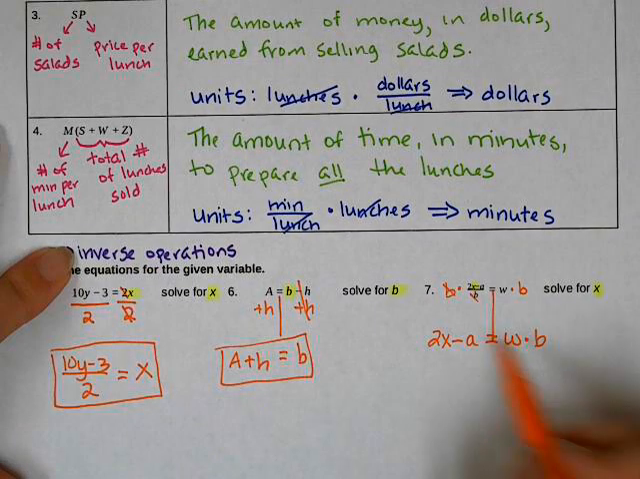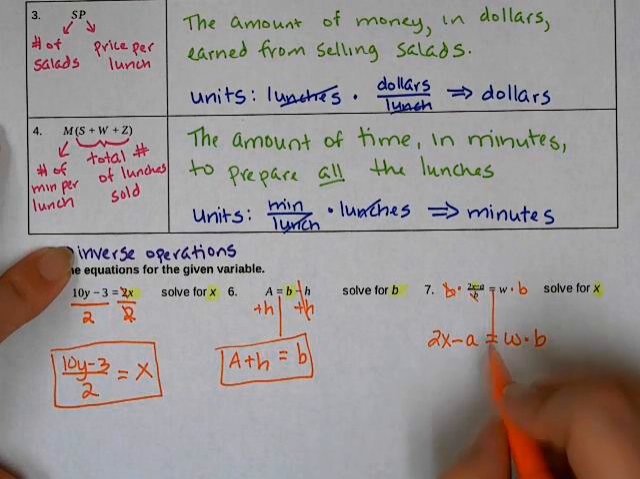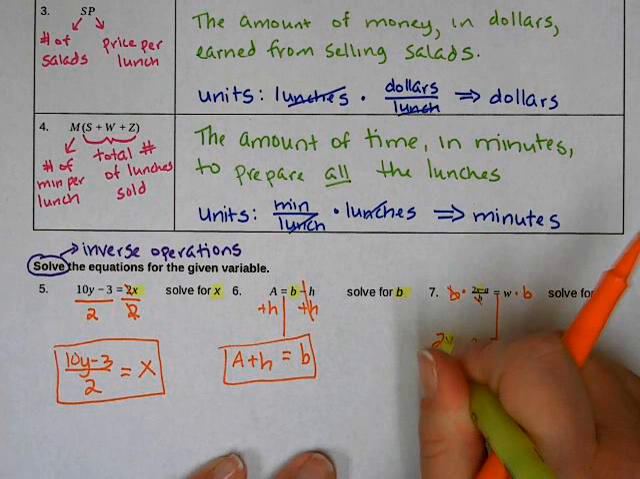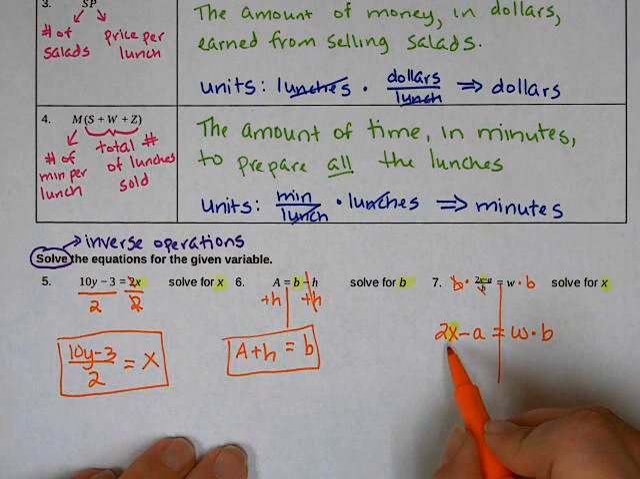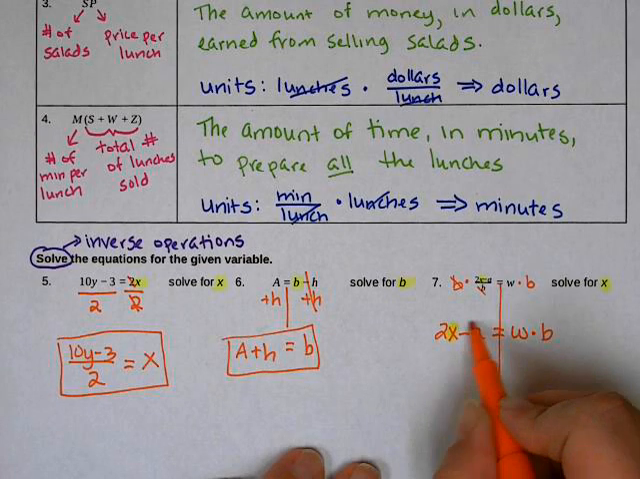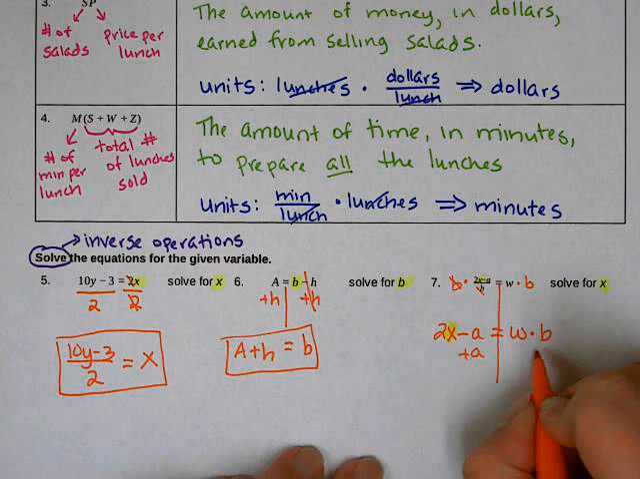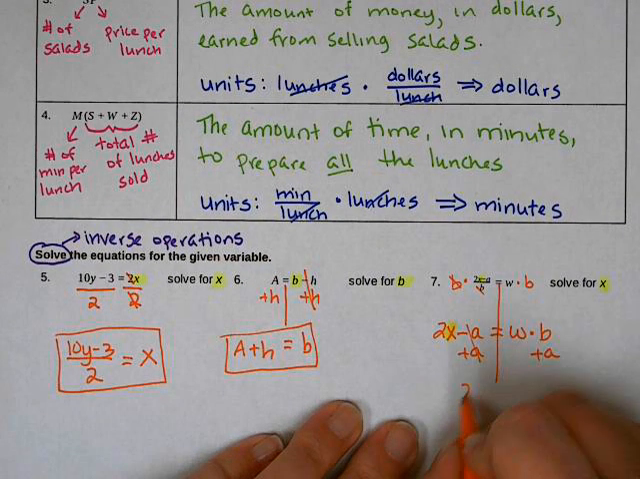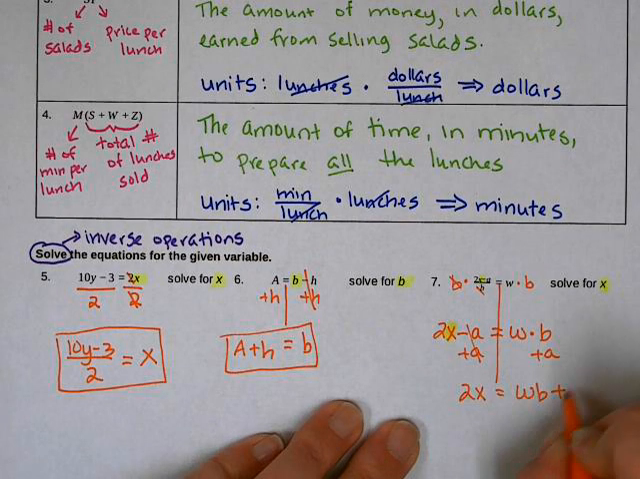And there's nothing I can do with that w times b. I could just write it as wb. Now, I'm still solving for x, and it's not alone yet, which means the next thing I'm going to have to do, right now it says 2x minus a. I need to get rid of this subtracting a. The way to do that would be to add a on both sides so that it'll cancel. So now I'm left with 2x equals wb plus a.